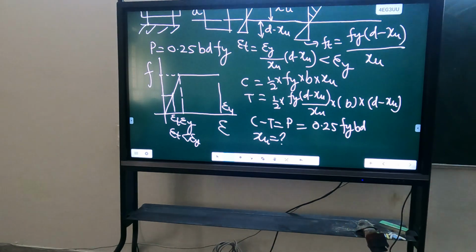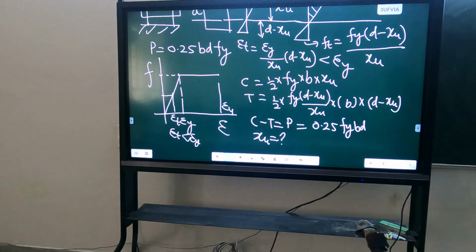Okay, you will assume a value of xu. That value you can assume between dy and d. But this is in terms of xu, so this xu I have to solve. Xu can be solved either by solving this quadratic equation, or this equation can be solved iteratively. Like assuming a value of xu, putting it here and seeing whether you are getting equal to this or not. And then you can adjust xu till it comes out to be equal. So both ways you can solve.